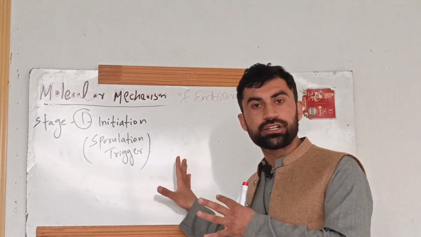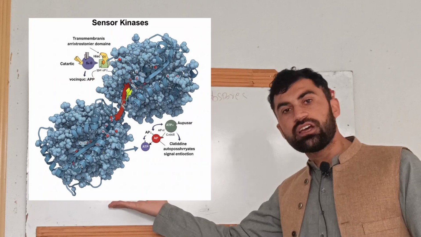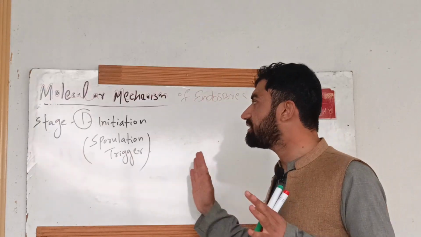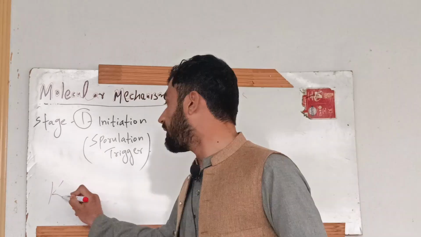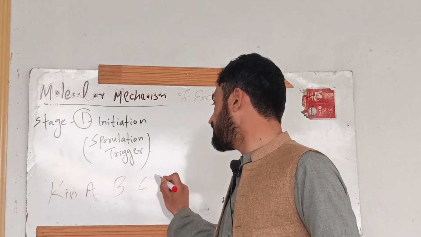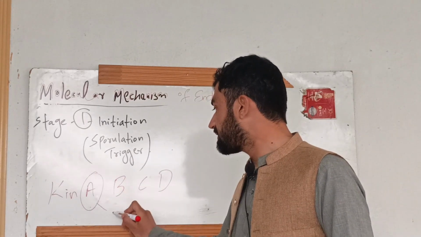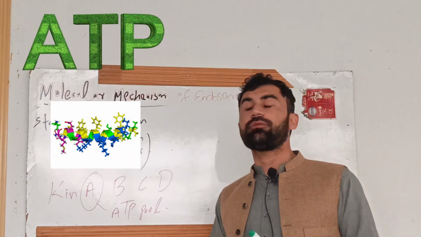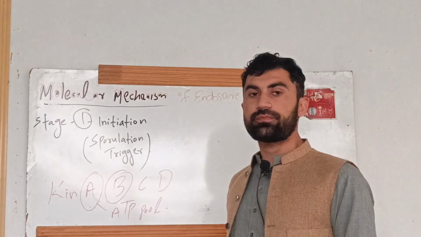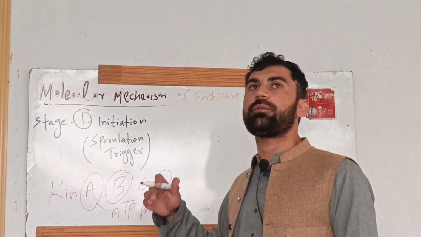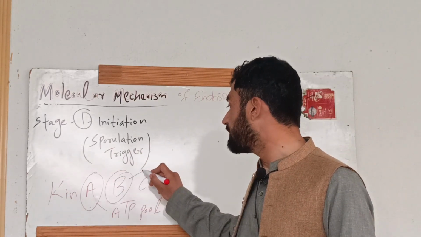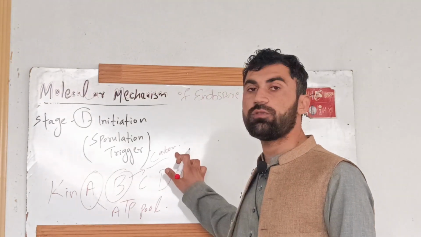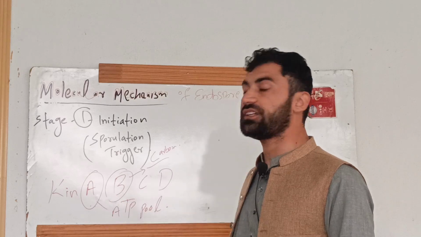So how do they do it? They have specialized enzymes called sensor kinases, and here four types of sensor kinases are involved in endospore formation, called KinA, B, C and D. KinA detects the changes in the intracellular ATP pool, which is the indicator of energy, while KinB detects the starvation signal from the outside environment, and it particularly detects the carbon depletion signal. When the carbon source is depleted, this signal will be detected by sensor kinase B.